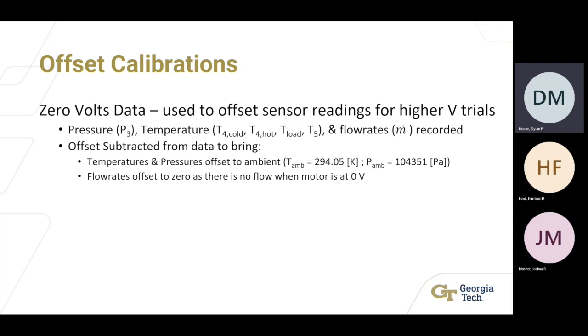Temperatures and pressures were offset to their ambient values of 294.05 Kelvin and 104 kilopascals respectively, and flow rates were offset to 0, as there was no airflow when the motor is at 0 volts.